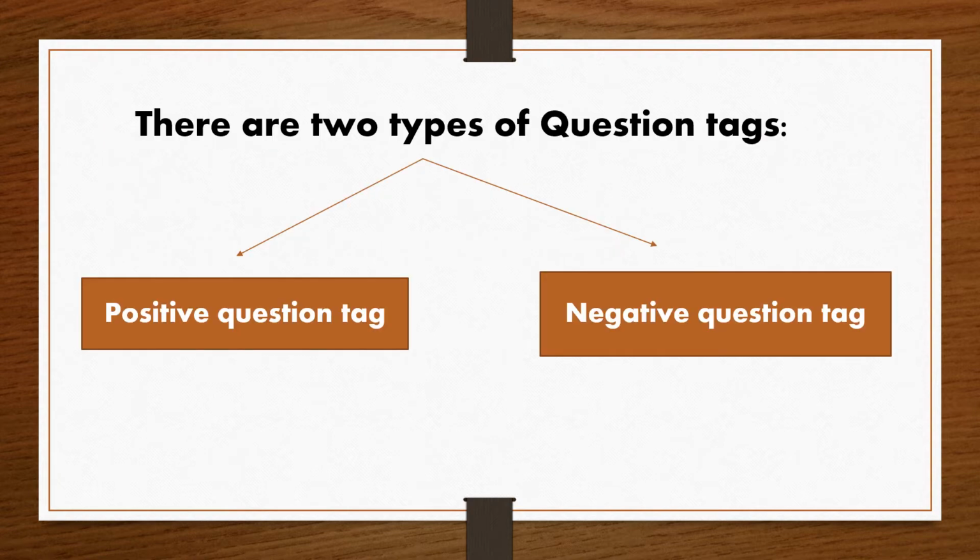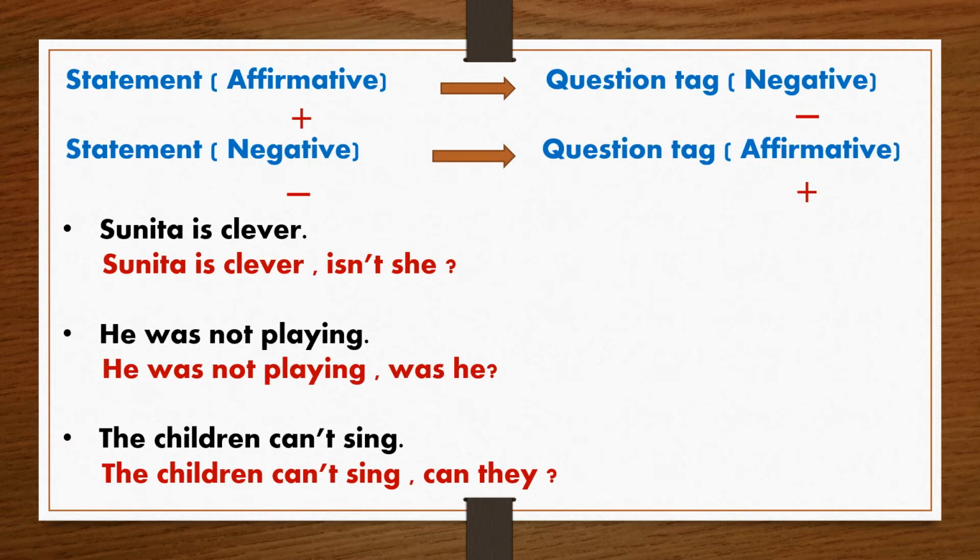There are two types of question tags: positive question tag and negative question tag. If the statement is affirmative, we add a negative question tag, and if the statement is negative, we add an affirmative question tag. For example, Sunita is clever. Sunita is clever, isn't she? He was not playing. He was not playing, was he? The children can't sing. The children can't sing, can they?